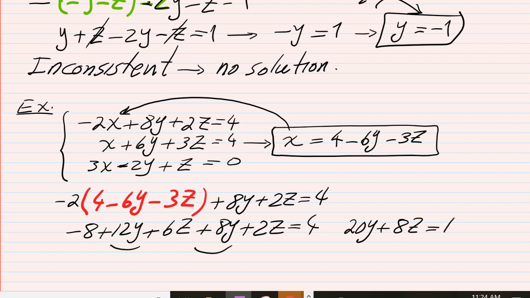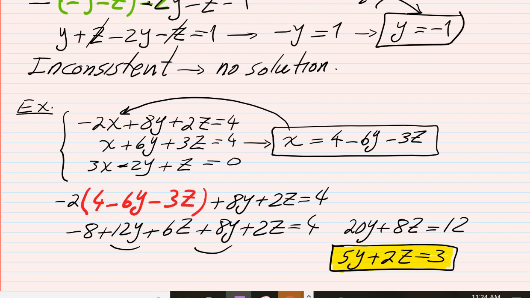Add 8 to both sides, we get 12. Now notice this time everything is divisible by 4. So I'm going to divide everything throughout by 4. I get 5y plus 2z equal 3. And there we have it. This is actually an equation with two variables, right? With just y and z.